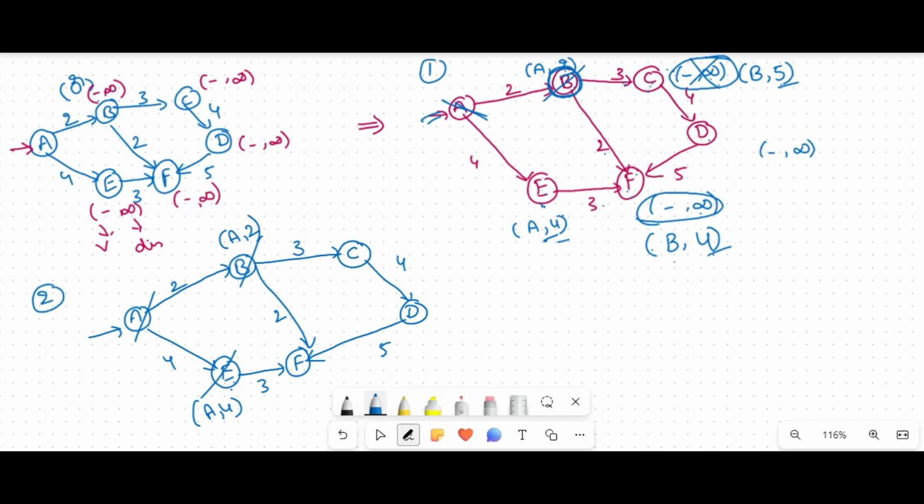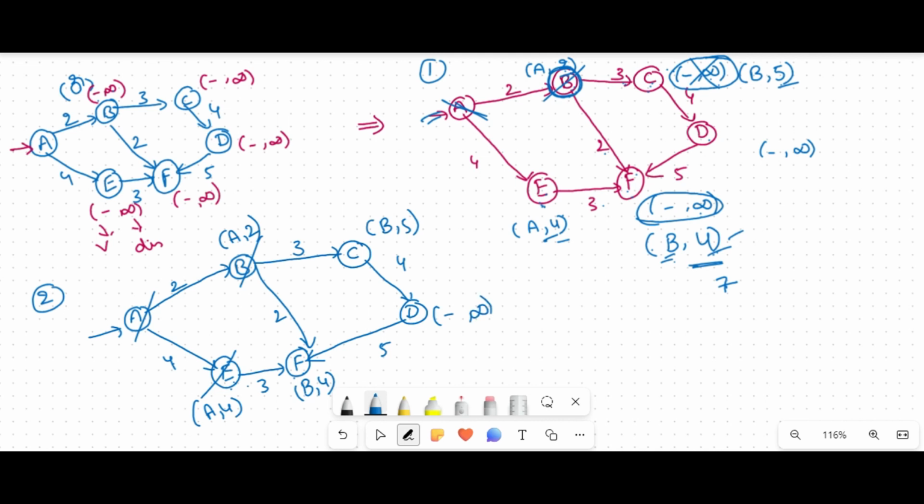Now find adjacent vertices for E vertex. E vertex has only one adjacent vertex, which is F. To F vertex, the distance is 4 plus 3, 7 units. Already what is the distance here? 7 units by using B, and the old distance is 4. So the new distance is greater than the old distance, so we will not update. We will take this as B comma 4 only. Remaining are as it is.